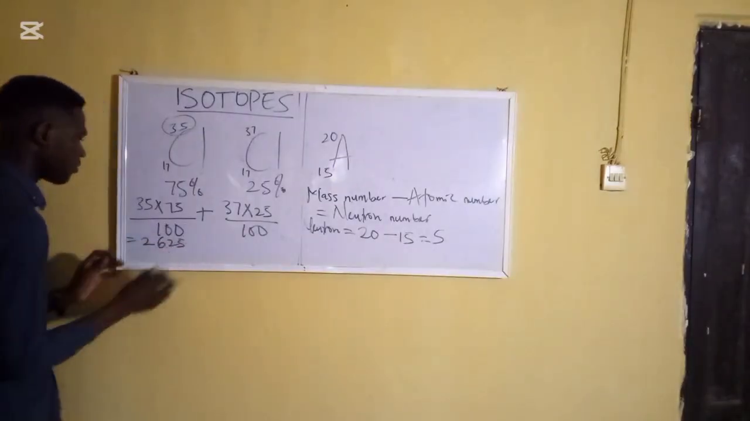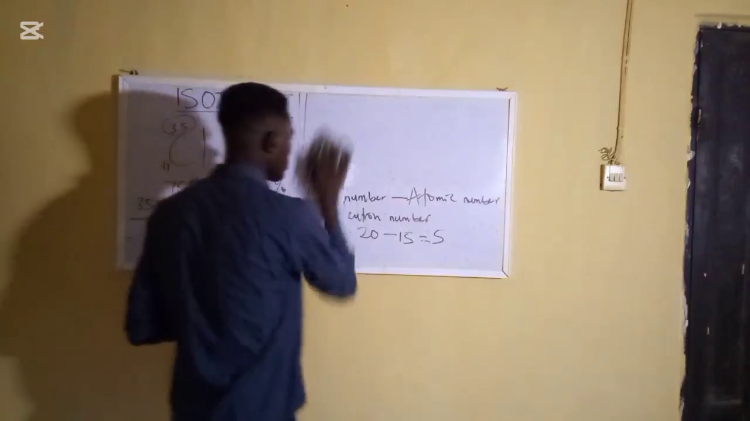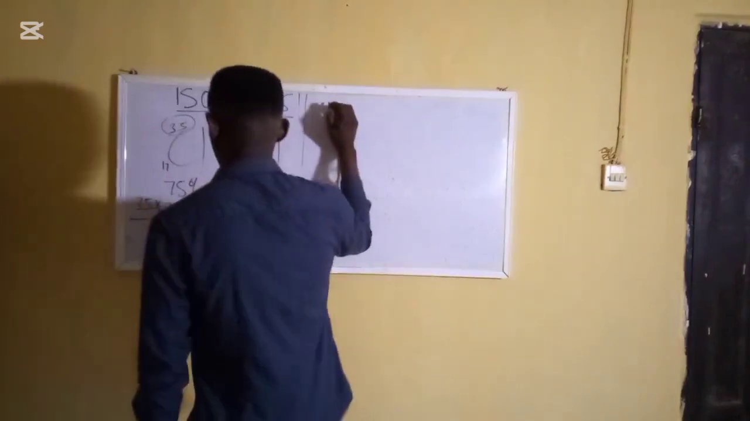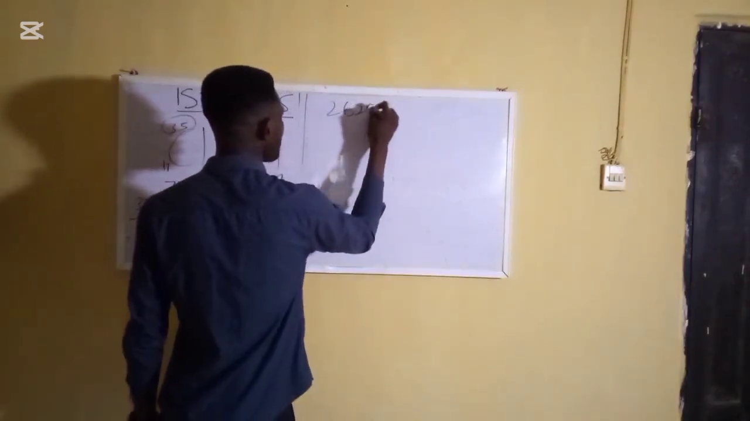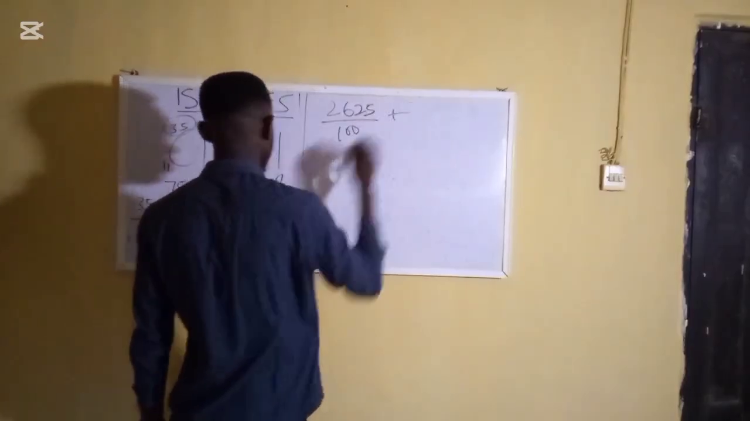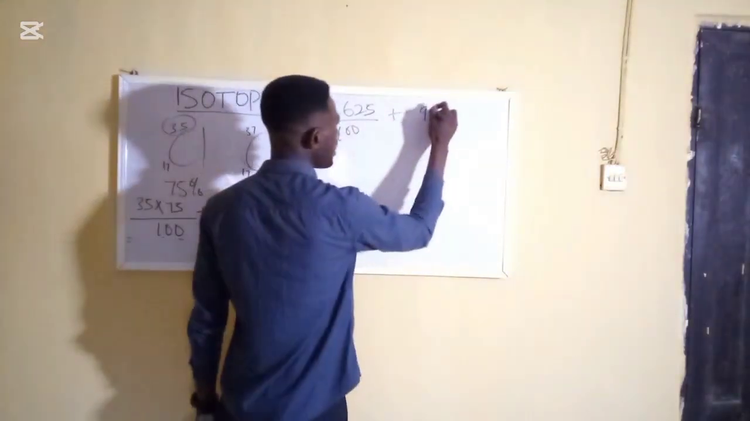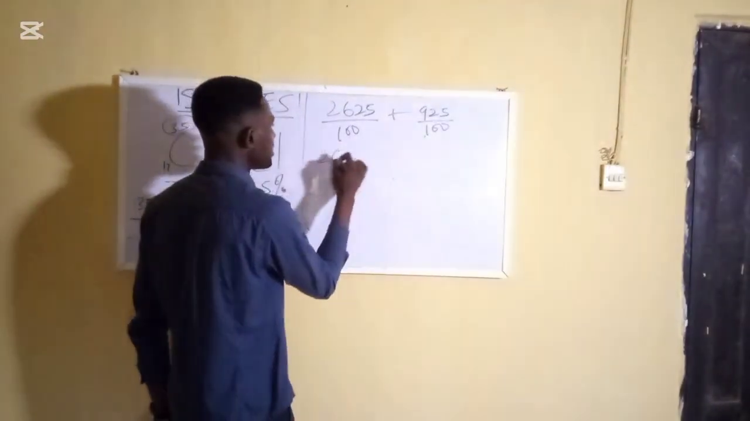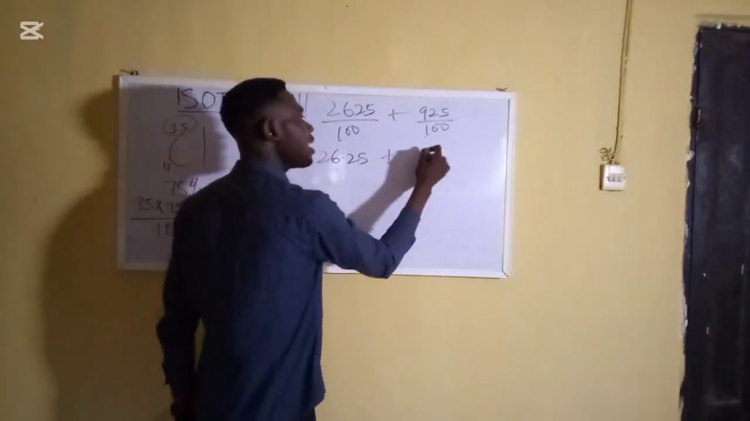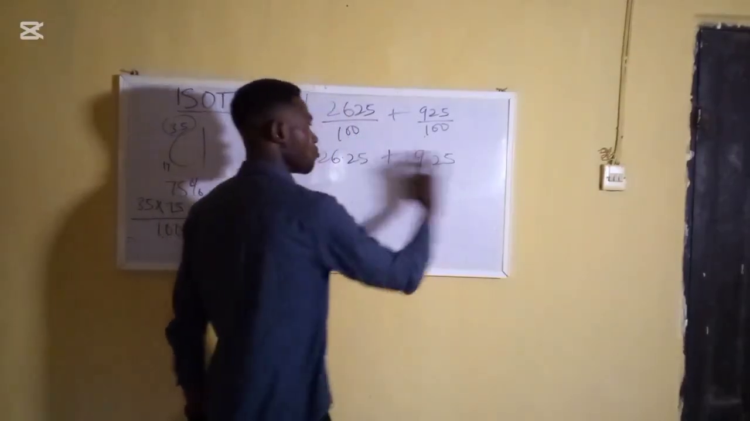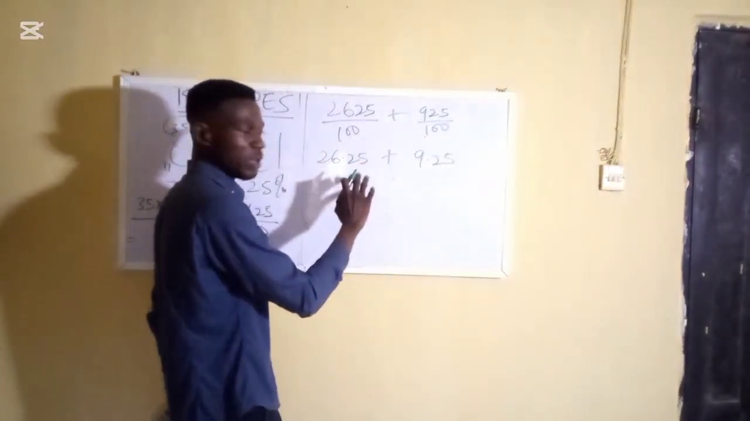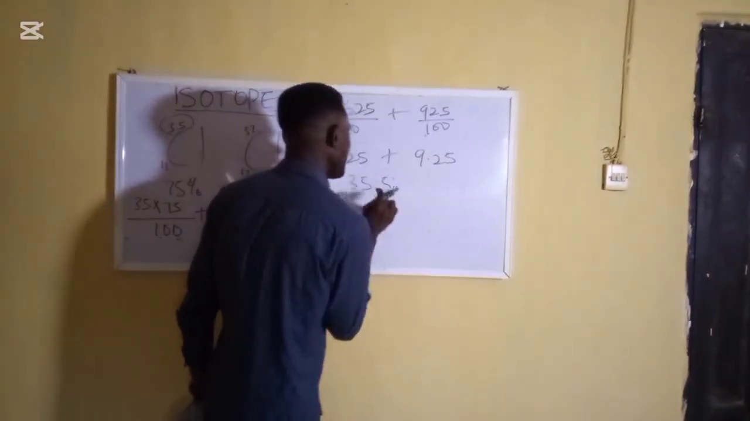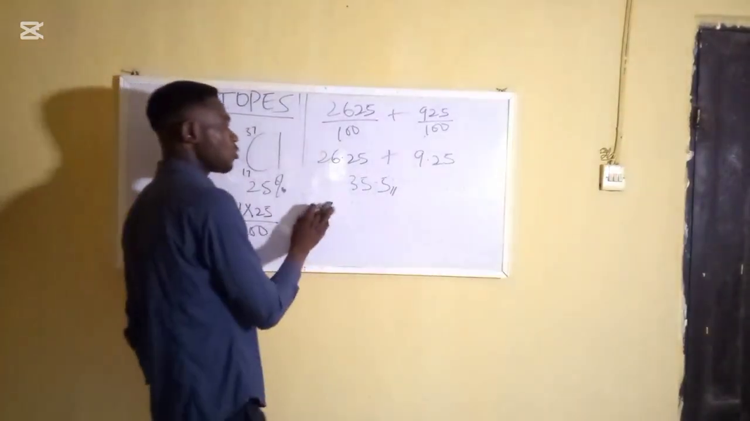Now, if you carry out your calculation properly, this would actually give you 2,625. Okay, for better clarity, let me solve it here. This is actually going to give you 2,625 divided by 100 plus this particular one here would give you 925 divided by 100. And if you carry out this division, it will give you 26.25, and this will give you 9.25. And the net, the sum of everything, would actually give you 35.5. Now, this is the relative atomic mass.